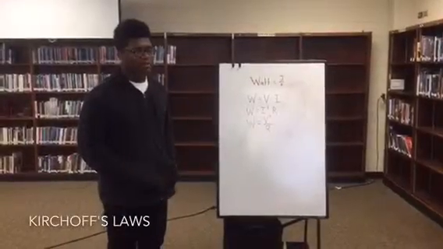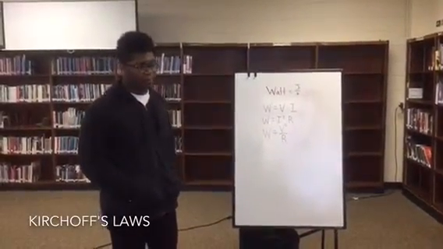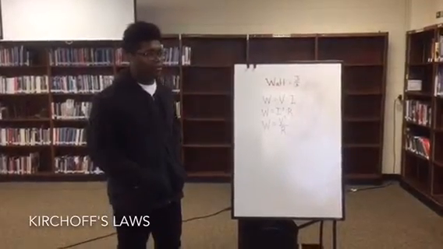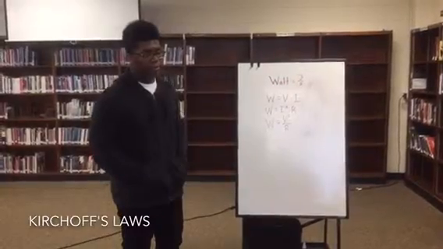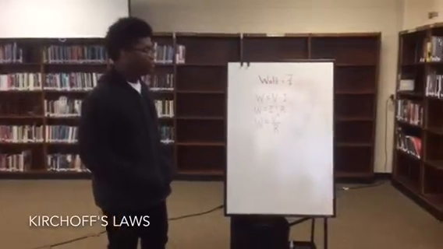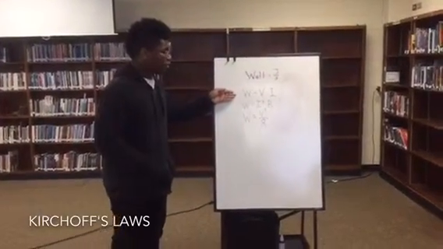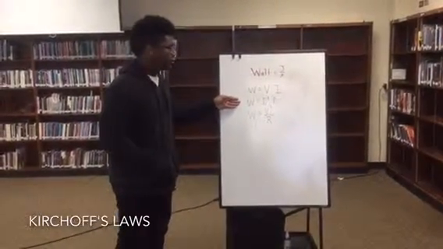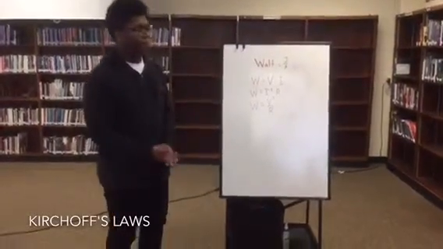Electric power is the rate at which electrical energy is transferred by an electric circuit. The standard unit of power is a watt, which is 1 joule per second. There are several equations to find power: voltage times current, current squared times resistance, and voltage squared divided by resistance.